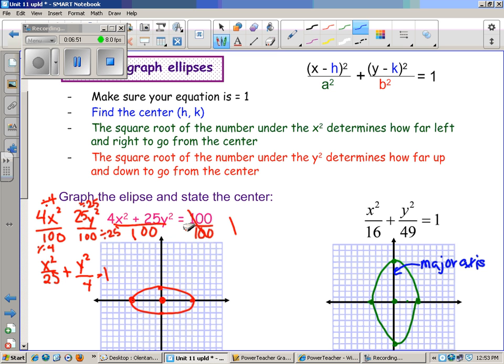So in this case, how long is the major axis? 14, right? 7 plus 7. And this one is called the minor axis. How long is the minor axis? 8, right? 4 and 4. Does that make sense? Okay.